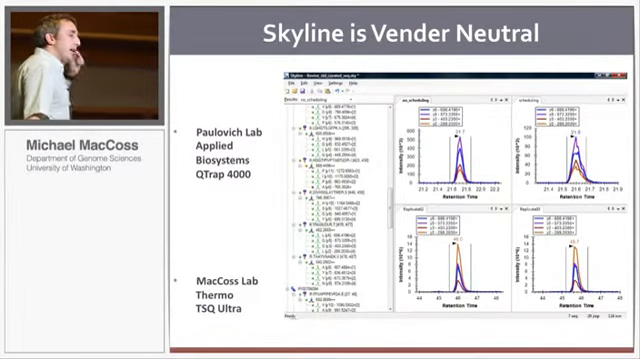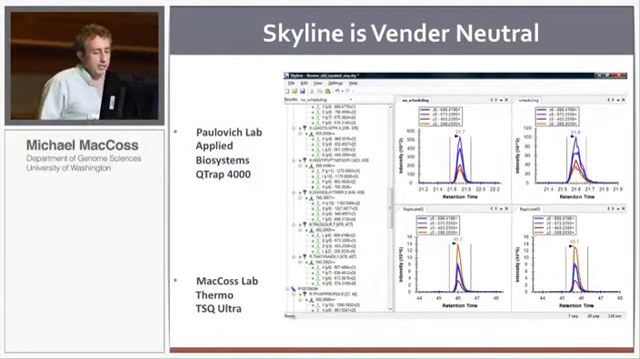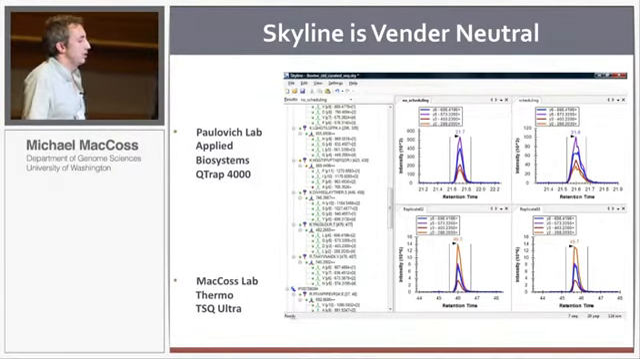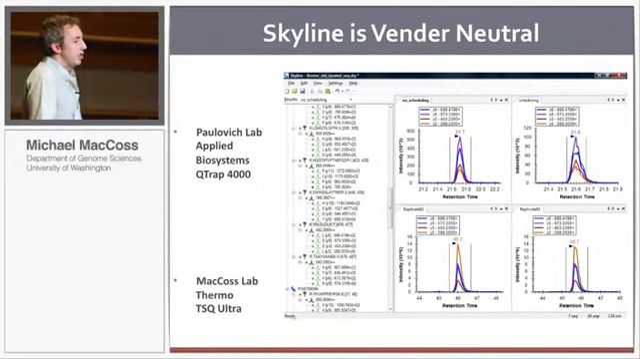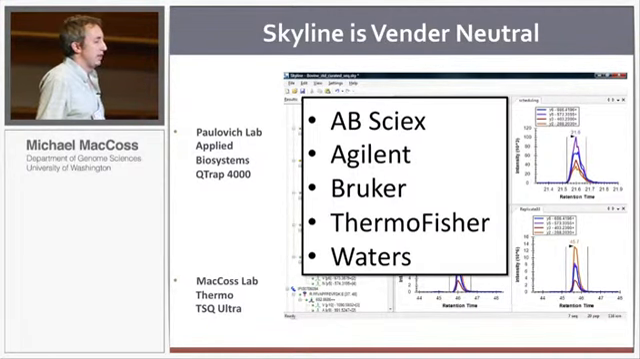So initially, we wanted to make it vendor neutral. The only instruments we had access to at the time were the instrument that we had in the lab, which was a TSQ Ultra, and an Applied Biosystems from Manny Polovich's lab. We were able to display the data comparatively between them, and then the first thing we did was go out and see, okay, what other instrument data can we get?